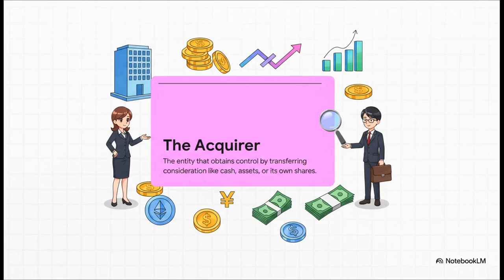So who's the acquirer? Simple. It's the company that gets control. Usually they do this by handing over some kind of consideration. That could be cash, other assets, or even by issuing new shares in our own company. Long story short, it's the one paying the price.